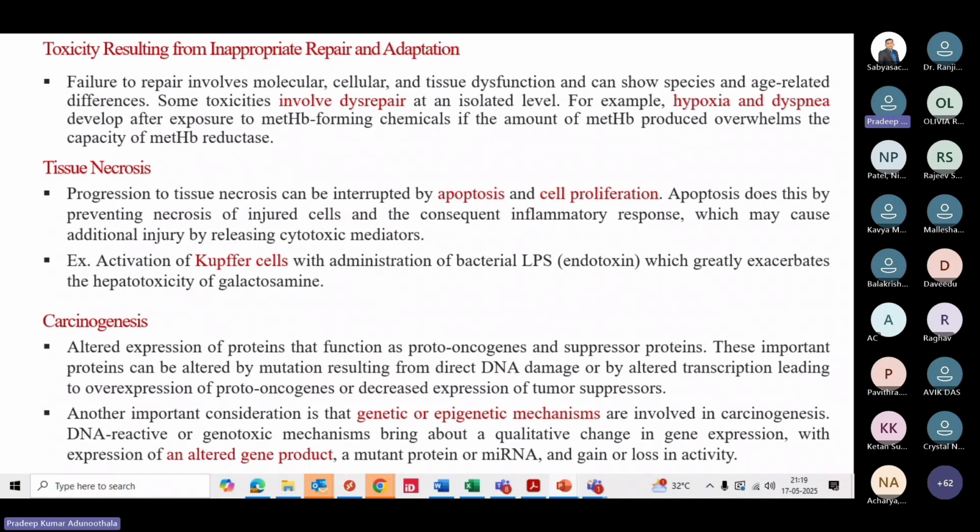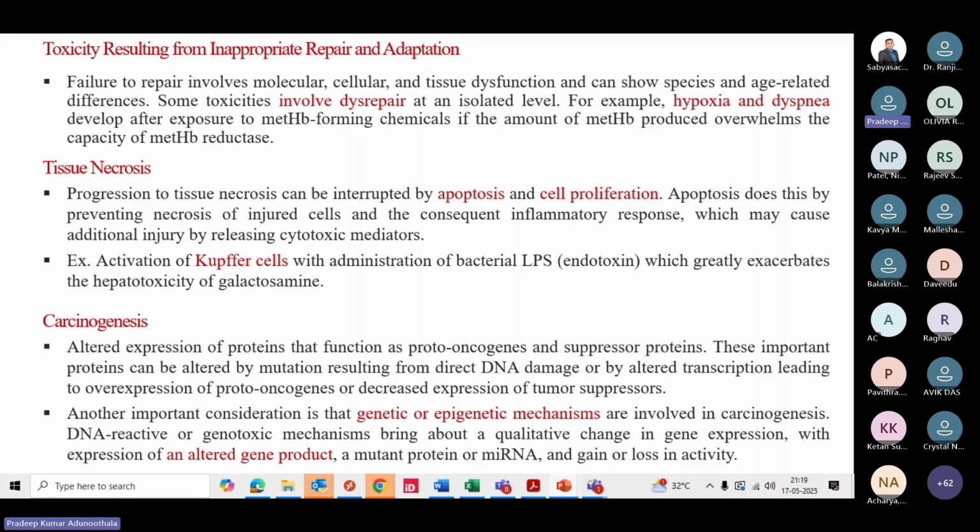So failure to repair involves molecular, cellular and tissue dysfunction, and it also shows species and age related differences, because this dysfunction happens in different species. And some toxicities also involve disrepair at the organismal level. For example, hypoxia and dyspnea that develop after exposure to methemoglobin forming chemicals. The amount of methemoglobin produced overwhelms the capacity of the methemoglobin reductase.